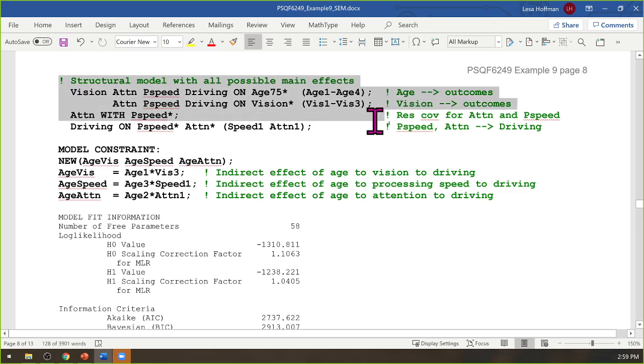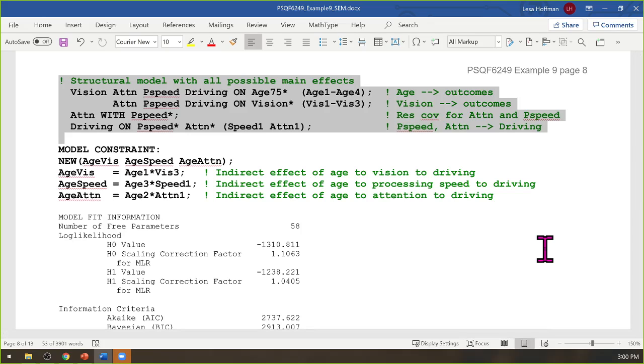And this is it. The magical word on. So I have age, which I've centered at 75 because all predictors need to have a meaningful 0 point, is predicting the latent factors defined above as vision, attention, processing speed, and driving. And vision is also predicting all of these things. So I've got 4 regressions on the first line, 3 regressions on the second line. Attention is covaried with speed. And then driving is predicted by speed and attention separately. So driving is, these are the only 2 things that are predicting it directly. Oh, it's up here too, age and vision. So yeah, everything is that.